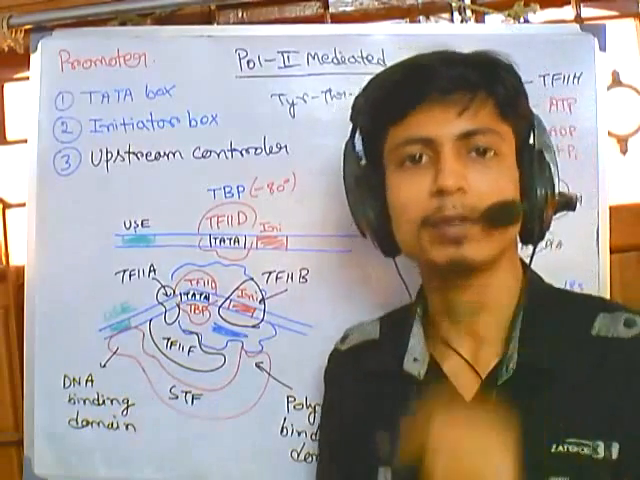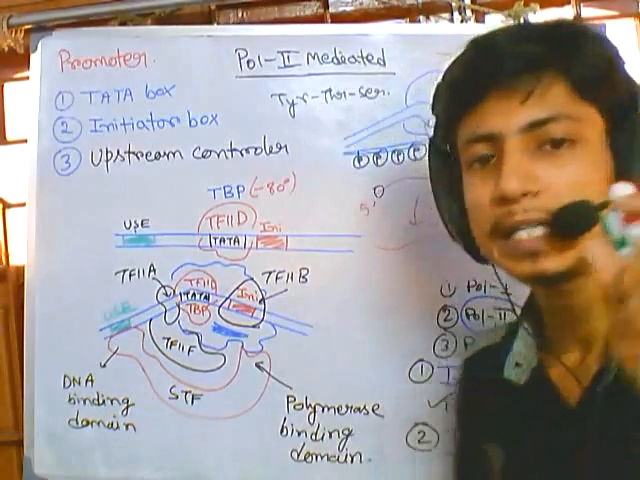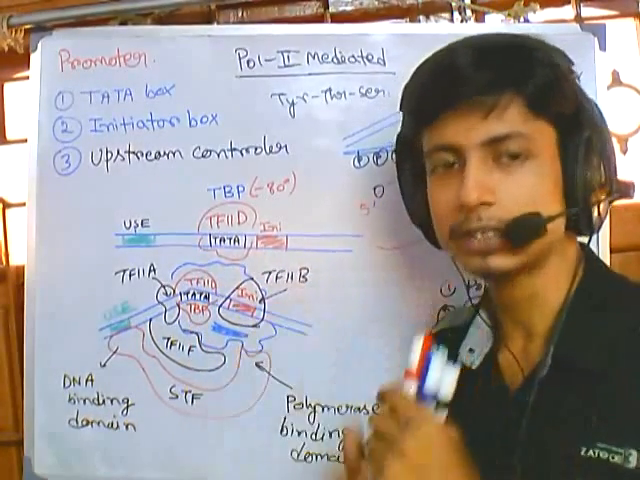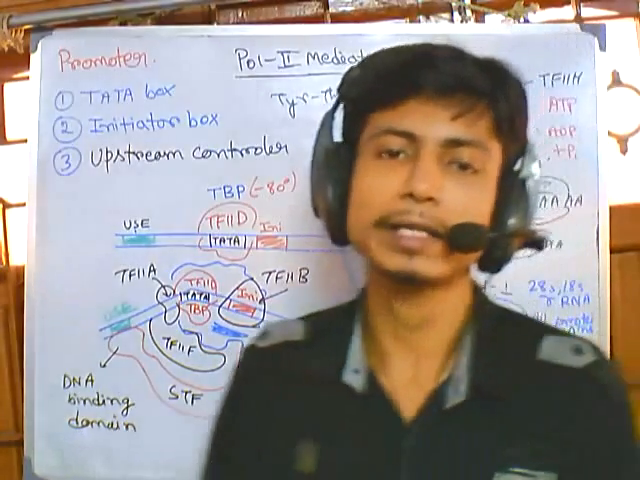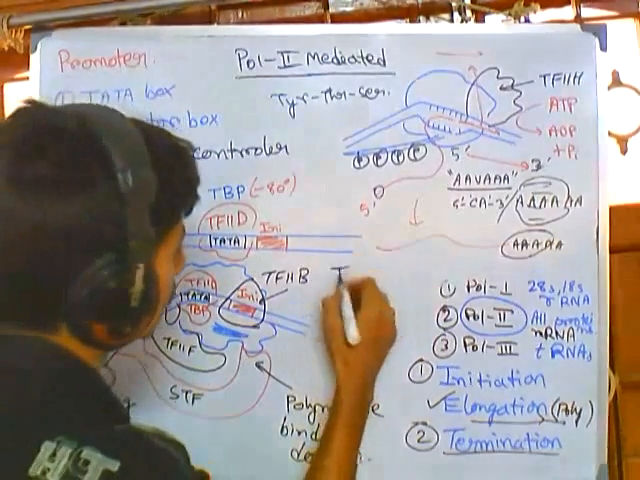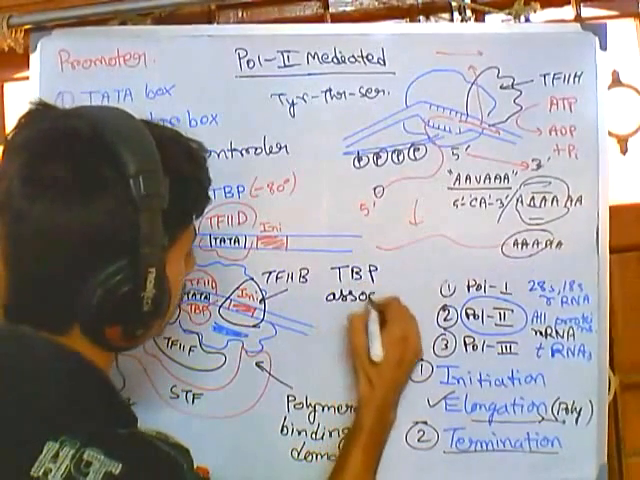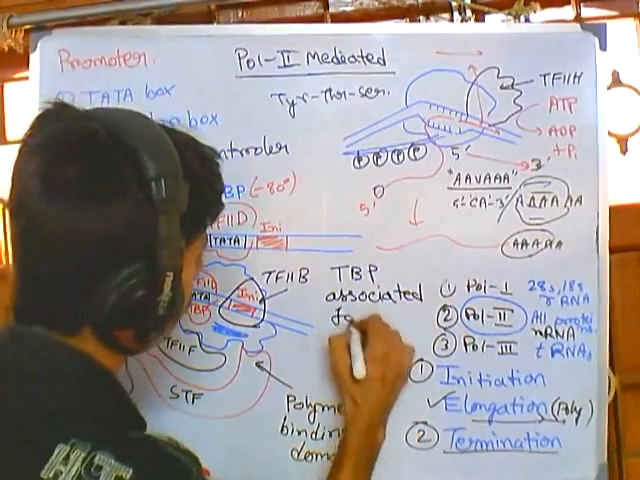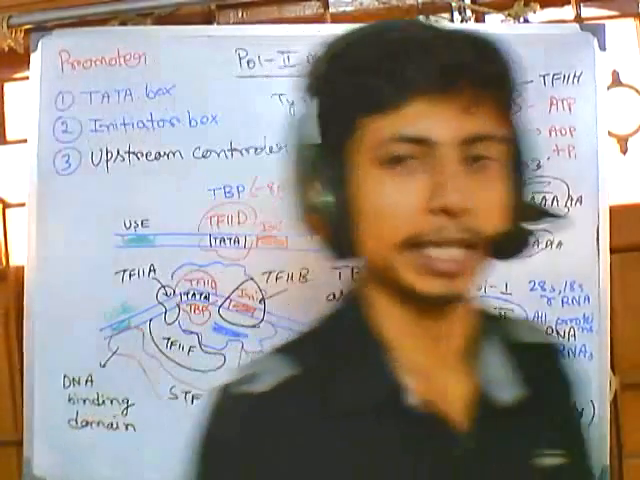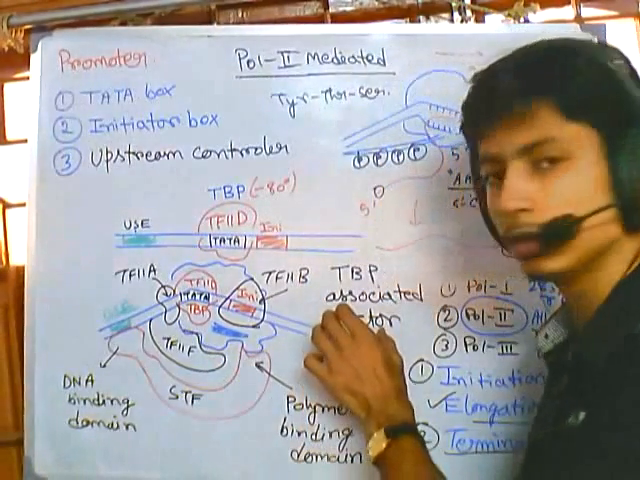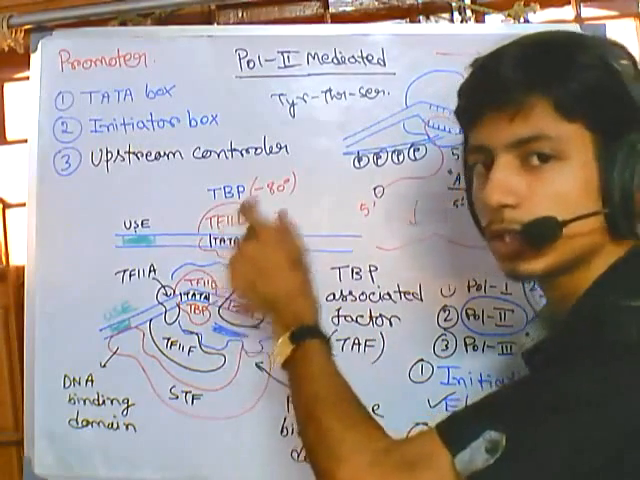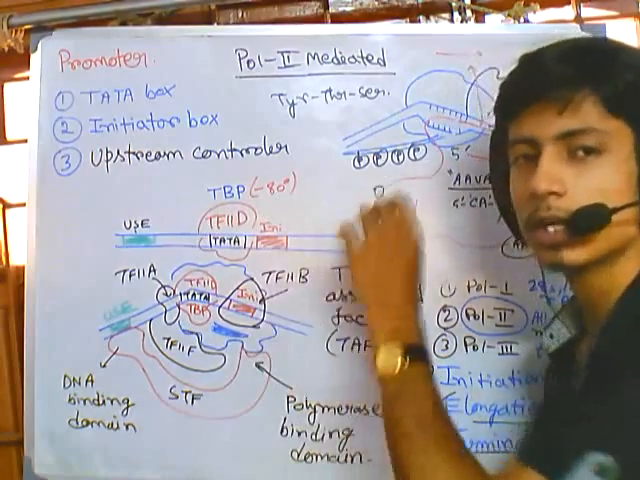So let us take one example of an inhibitor. Remember the Tata binding protein. It will bind here to bend the DNA at the Tata region. There is also a protein called TBP associated factor, or TAF. Let me write it here. It is called TBP associated factor, or TAF. This TAF is an inhibitory molecule which is going to control the binding of Tata binding protein, or TBP, to the Tata region or Tata box of the DNA.